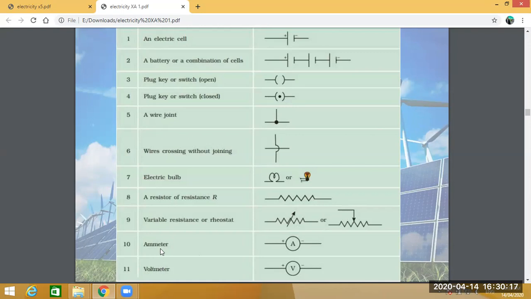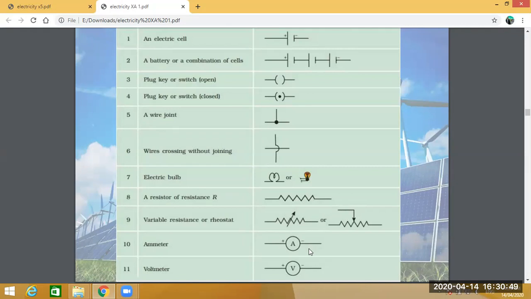And now the next symbol is the ammeter. That is a measuring device which is used to measure electric current. And this ammeter is a two-terminal device. One terminal is denoted as positive and one is denoted as negative. Therefore, while connecting the ammeter in the circuit, the positive terminal of the ammeter is connected with the positive part of the circuit, and the negative terminal of the ammeter is connected with the negative part of the circuit, and it is connected in series.